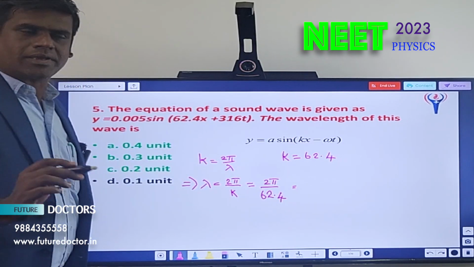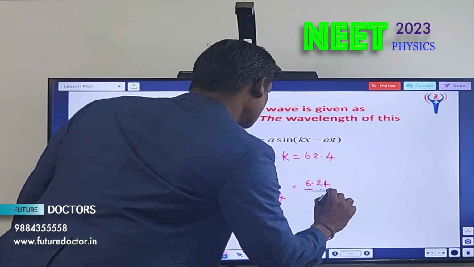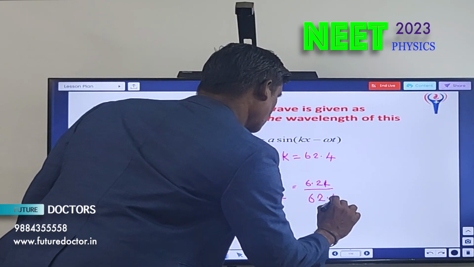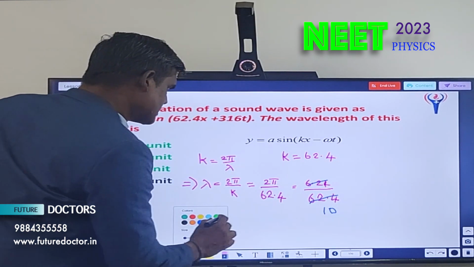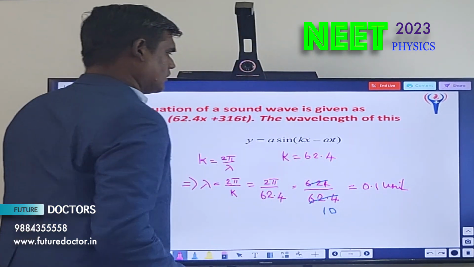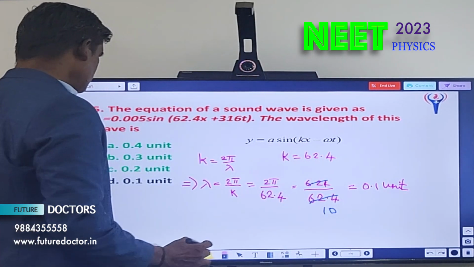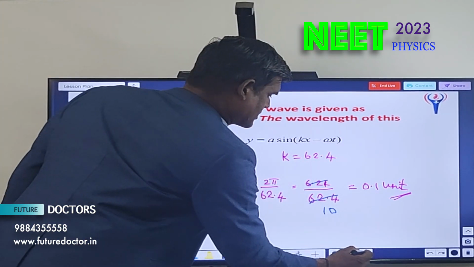What's the value of pi? Pi is 3.14. 2 into 3.14 is 6.24. 6.24 by 62.4, to simplify this, 10 times. Then 1 by 10 is 0.1. It's given as unit, so 1 by 10 is 0.1 unit. That is option D, the correct answer. Let's move to question number 6.